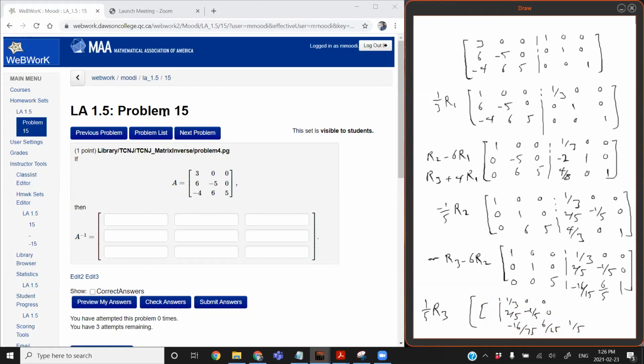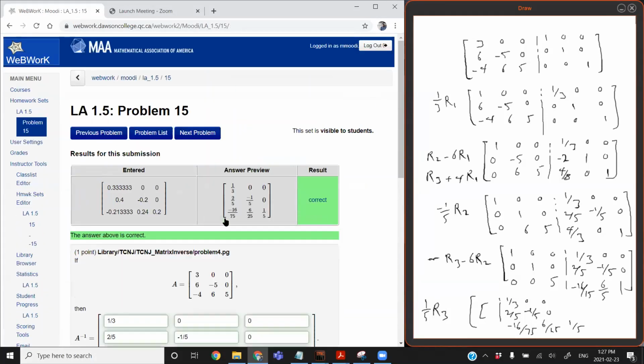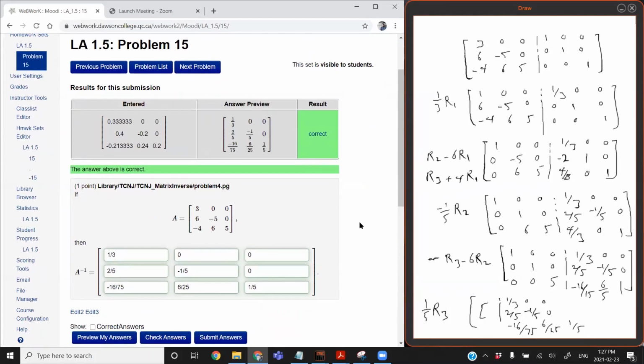Okay, so let me just write this. 1 over 3, 0, 0, 2 over 5, negative 1 over 5, 0, negative 16 over 75, 6 over 25, and finally 1 over 5. So that's the way to go. Is it clear for everybody?